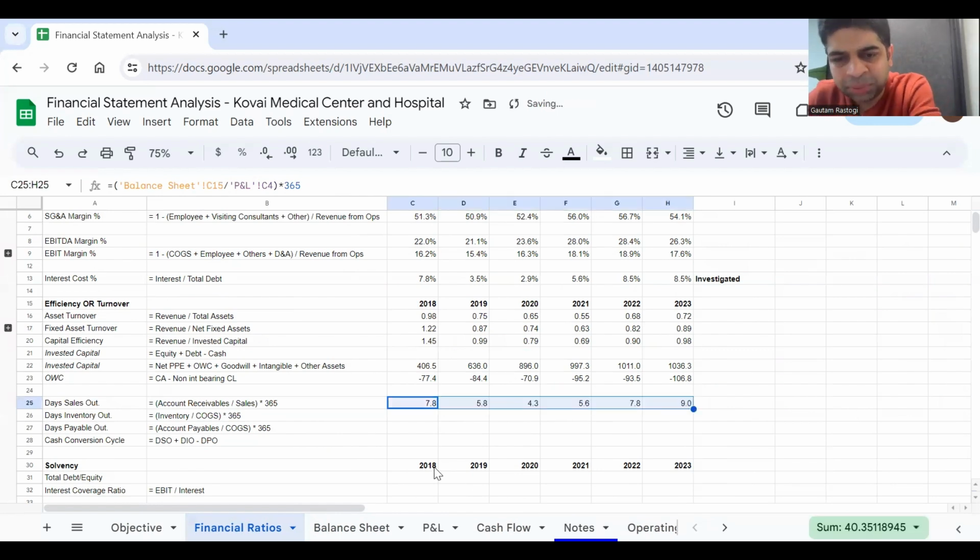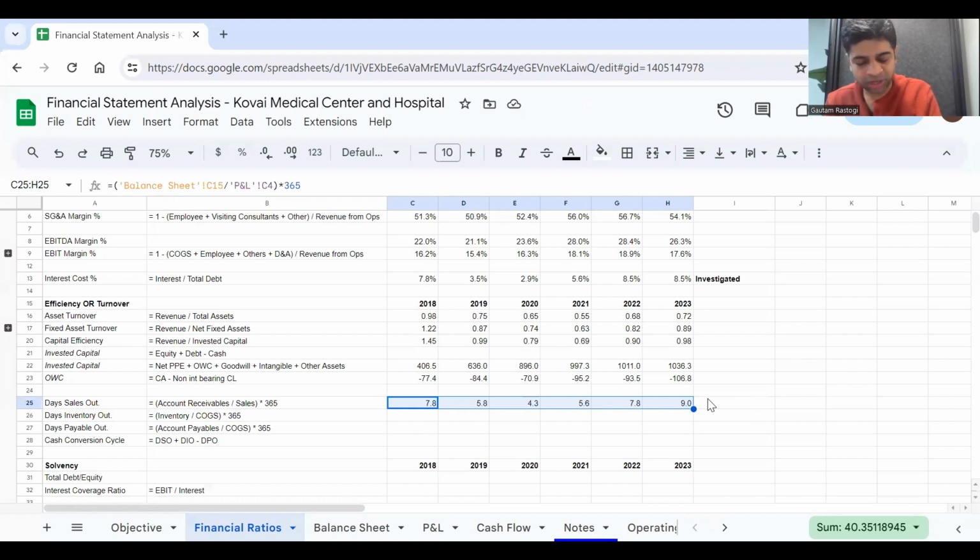So you see, it's pretty low. It's 8 days, and now it's 9 days. So hospitals like Fortis and some of the large hospitals like Apollo, they have much higher days of sales outstanding, which means it takes them longer to get cash payments from their customers.